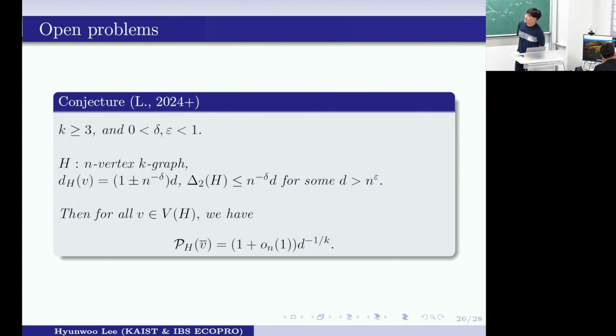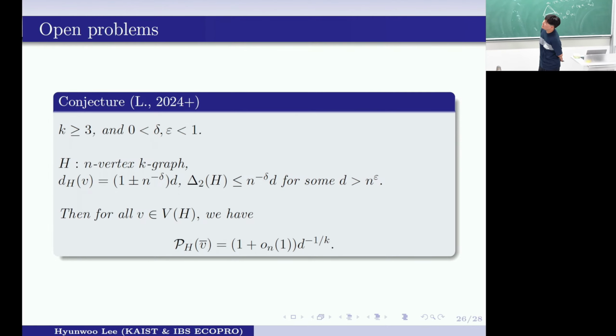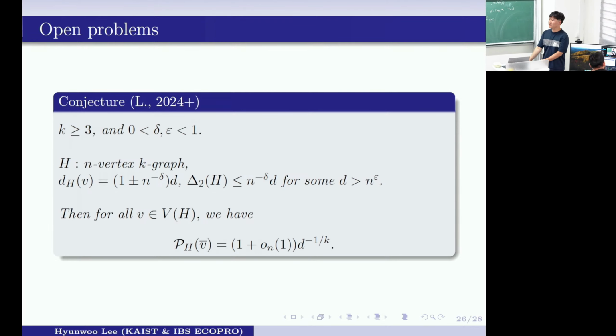I mean, for me, this is 50-50. I'm not sure this is true, and I'm also not sure that there is a counterexample. But why do I pose it as an open problem? Because if this conjecture is true, then we still have lots of interesting consequences.